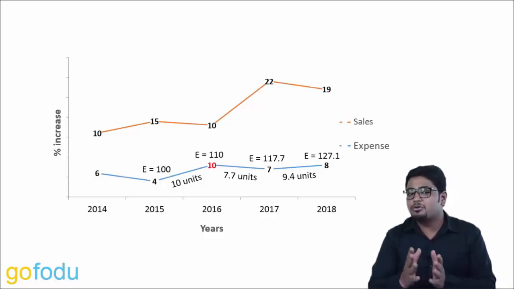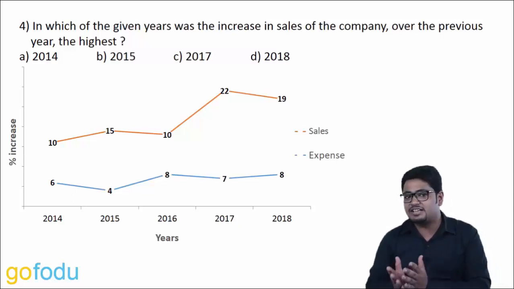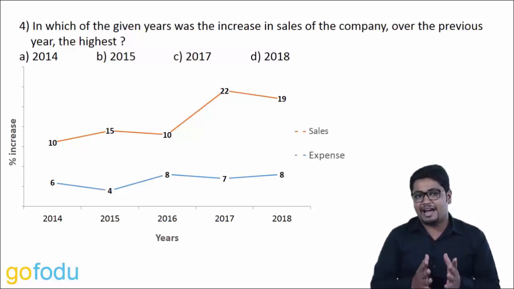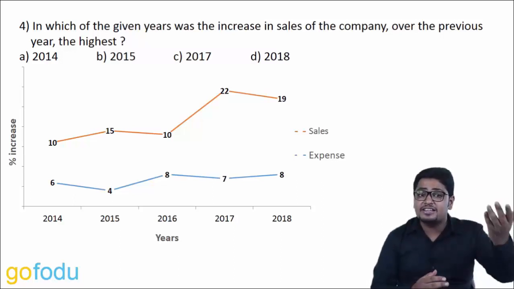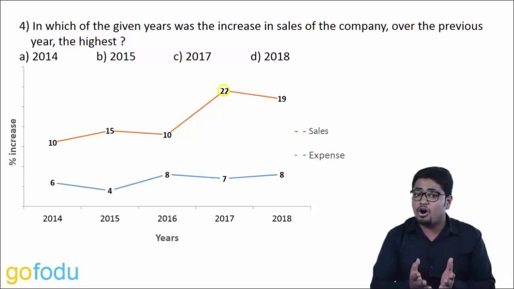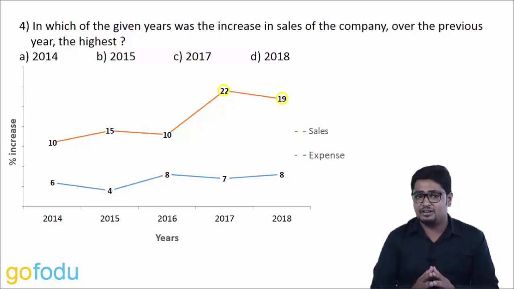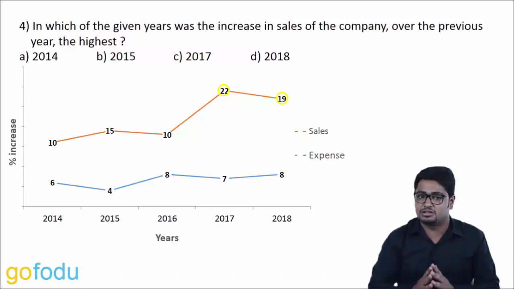Okay, let's move to the next question. In this question, the highest value-wise increase in sales is asked. Now, if we look at the graph, we can clearly see that the highest increase should be for the year 2017 or 2018 because of the percentage increase in sales in these years.